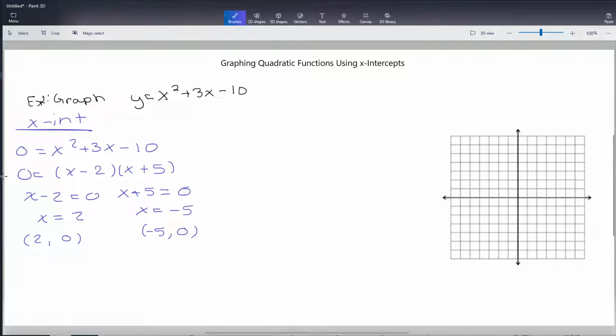Okay, so just like before, I want to point out the correspondence between the x-intercept 2, 0, the solution x equals 2, and then the factored form where we have x minus 2. Okay, and it's the same with this correspondence. We have the x-intercept negative 5, 0. That comes from the solution x equals negative 5, and that comes from the factor x plus 5. Now we're going to go ahead and find h.